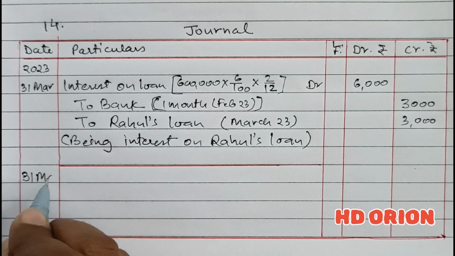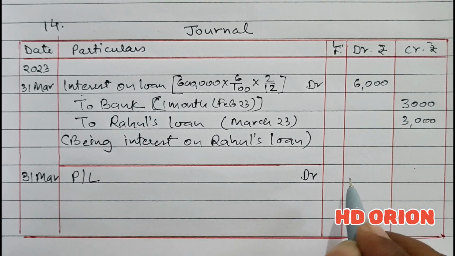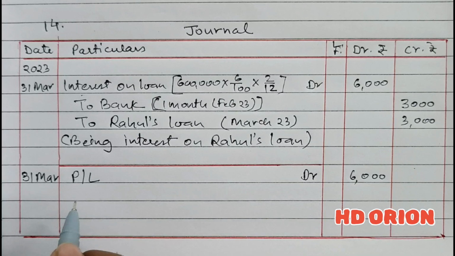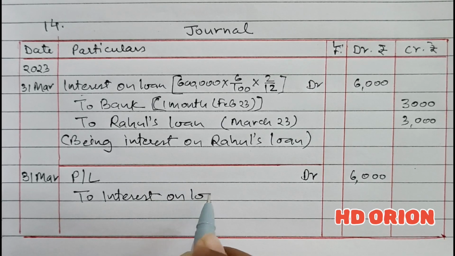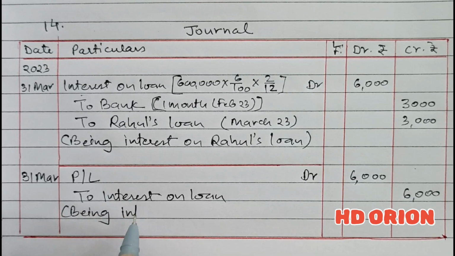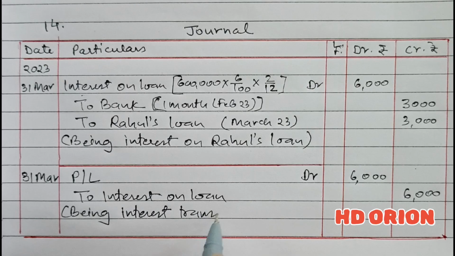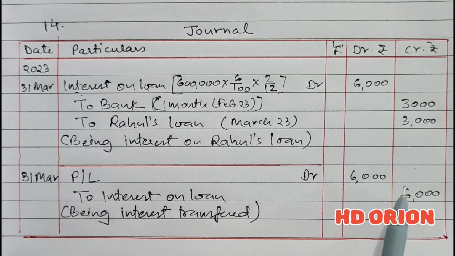Because it is the end of the year, we have to transfer this interest on loan to profit and loss account. Debit side. So profit and loss account debited the whole 6,000 on accrual basis to interest on loan. To interest on loan 6,000 because it belongs to the same year and same year's expenses are to be transferred to the profit and loss account whether it is paid or is accrued or outstanding, being interest transferred. So this interest was first debited and then it was credited, and this account is closed and only profit and loss account is opened here.